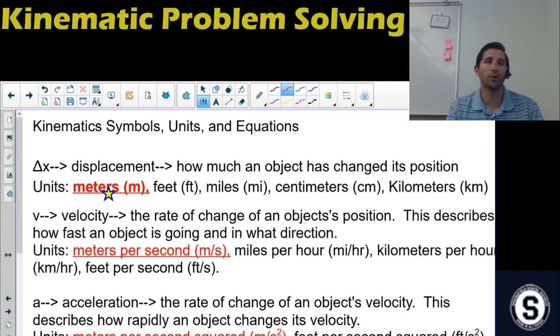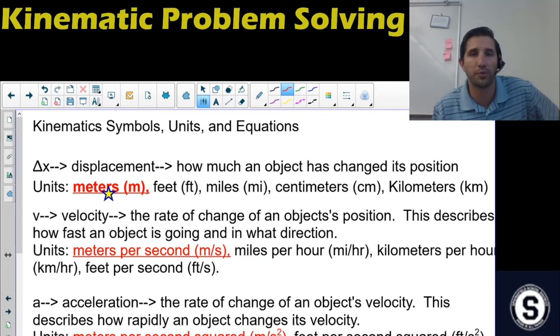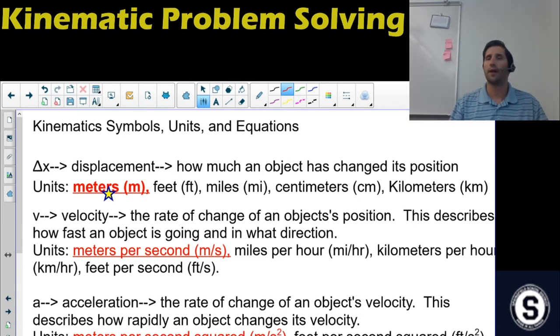We're going to use the symbol delta x for displacement in the equation. And the standard units for displacement are meters. But you could measure displacement in feet or miles or centimeters or kilometers. Any unit of length really is going to be a possible unit for displacement. But the standard unit is meters, and that's the one we're going to use the most.